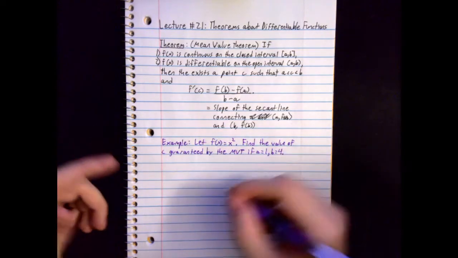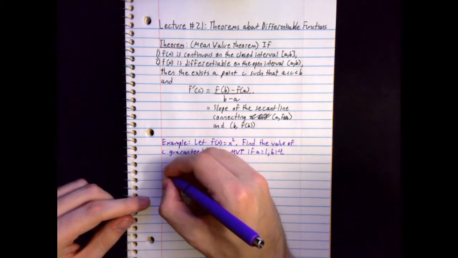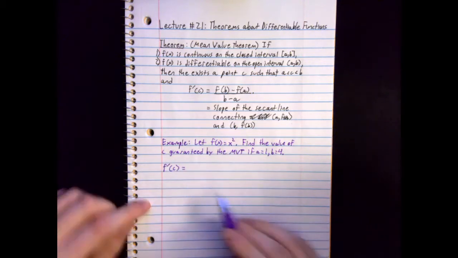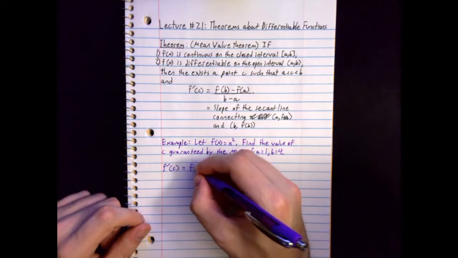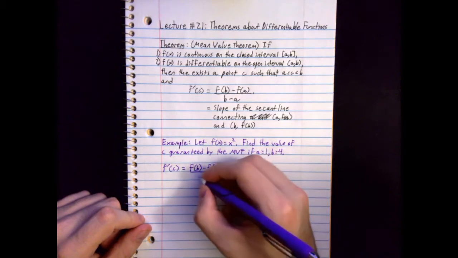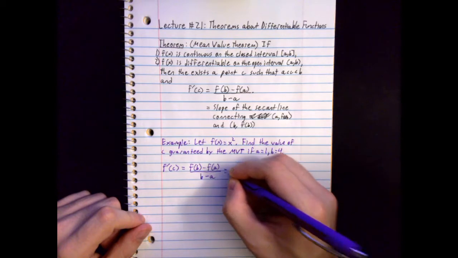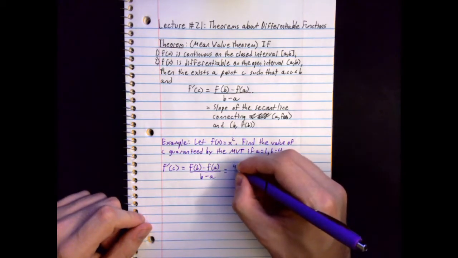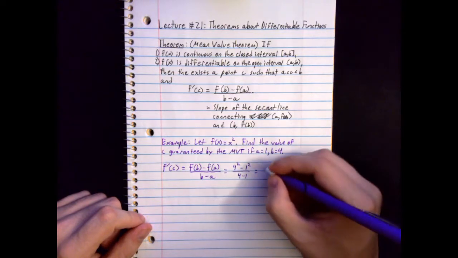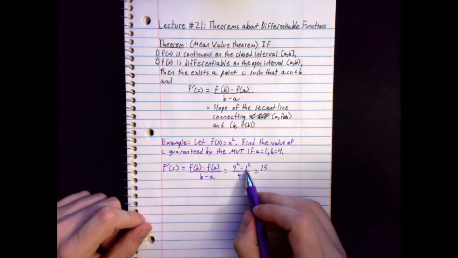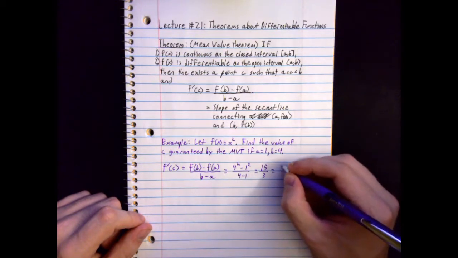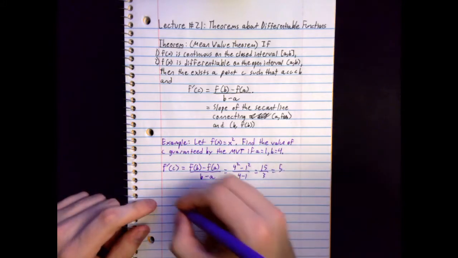So how do we do that? Well, the mean value theorem says that there's a point c such that f prime of c is equal to f of b minus f of a divided by b minus a, which in our case is going to be 4 squared minus 1 squared over 4 minus 1. This is going to equal 16 minus 1 is 15 divided by 3, and this is of course just 5.